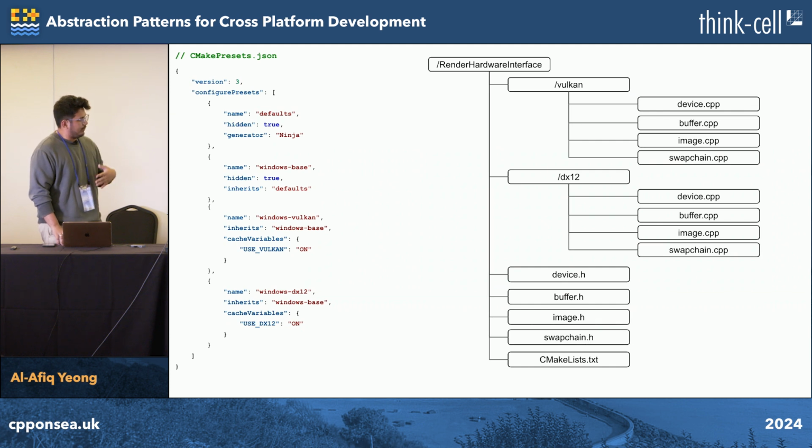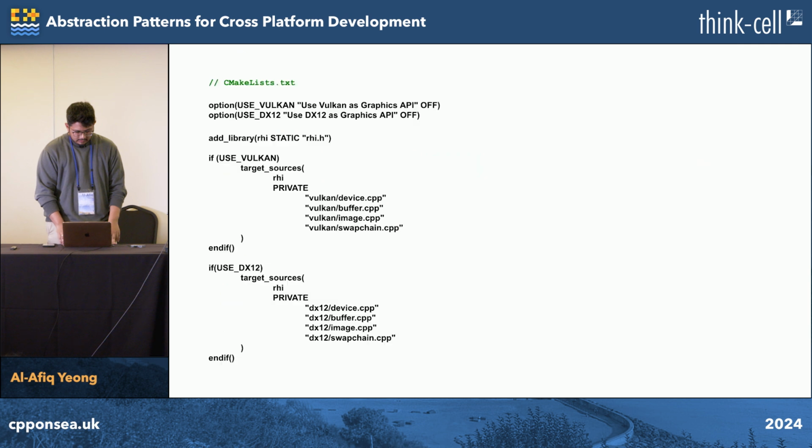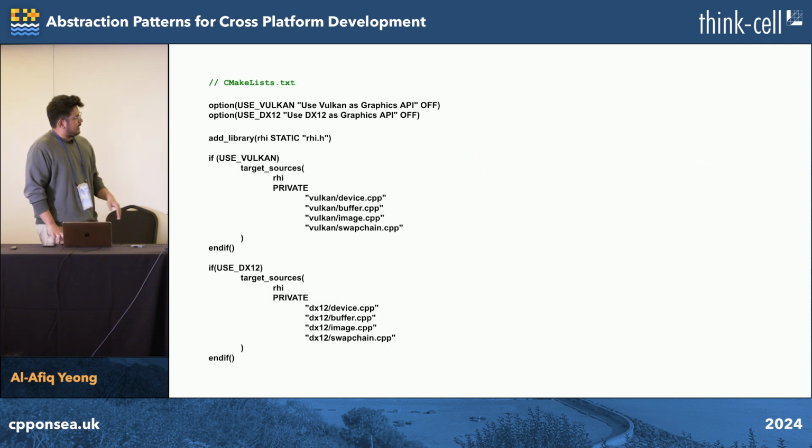But my personal preference is that for the header files that we want to expose as part of the library, we collate them into a single header file, and in this instance, just rhi.h. And then in CMakeLists.txt, we have the usual options. They are defaulted to off. And then depending on which option is set to true, we include the source files for it.